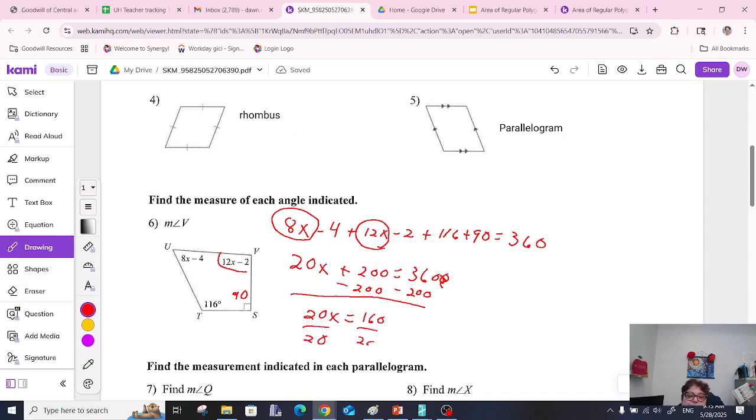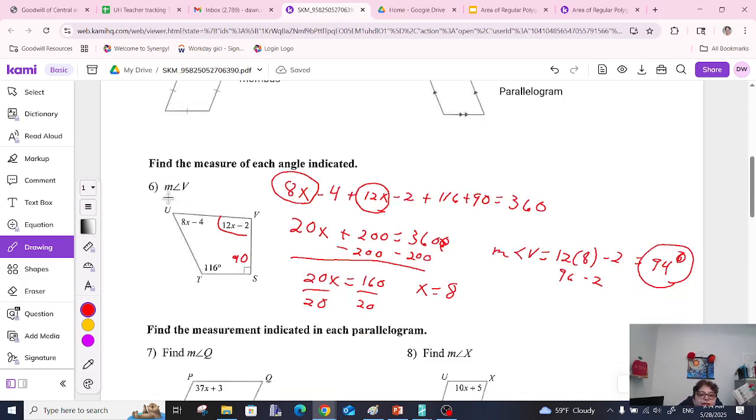Divide by 20. What does x equal? 8. And to find angle V, we would substitute in. The measure of angle V would equal 12 times 8 minus 2, which is 96 minus 2, which is 94 degrees.